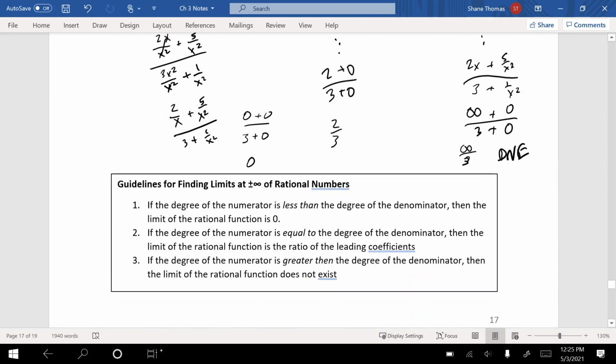Guidelines for finding the limits at positive and negative infinity of rational functions. If the degree of the numerator is less than the degree of the denominator, then the limit of the rational function is 0. If the degree of the numerator is equal to that, it's going to be the leading coefficient ratio. If the degree of the numerator is greater than the degree of the denominator, the limit of the rational function does not exist. And that was those three that we just did. Just showed that. All right? Questions?